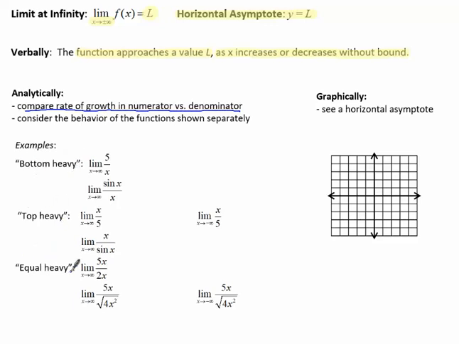It's not necessarily textbook definitions. It's just a fun way to remember it. You've got bottom heavy, which is where the rate of growth in the denominator is greater than the rate of growth in the numerator.